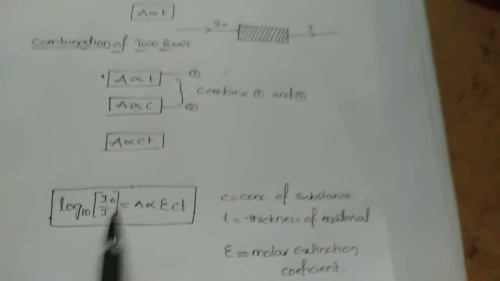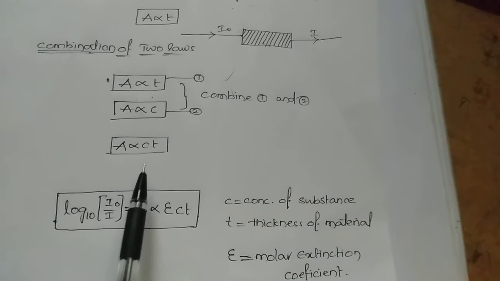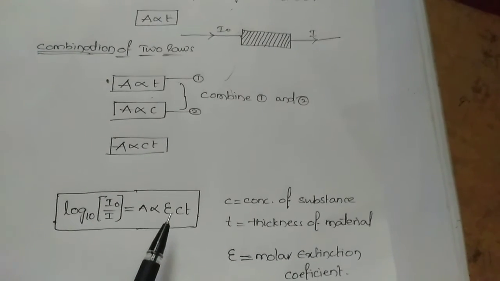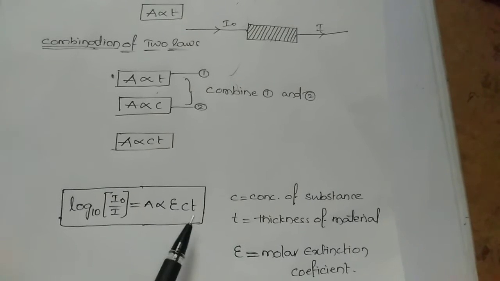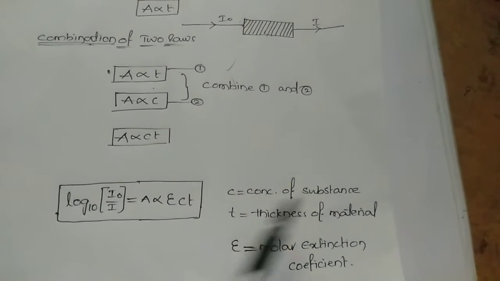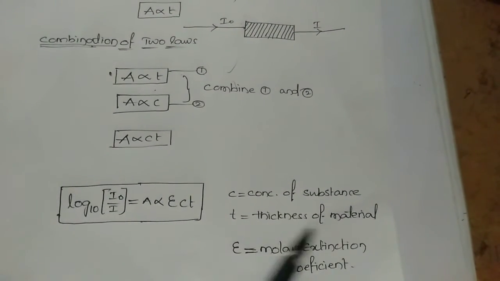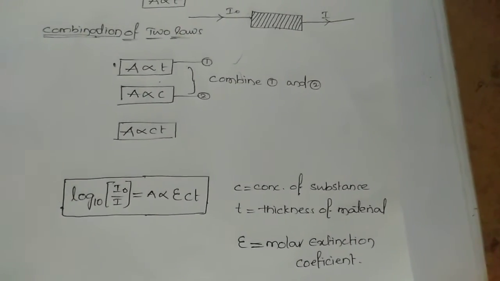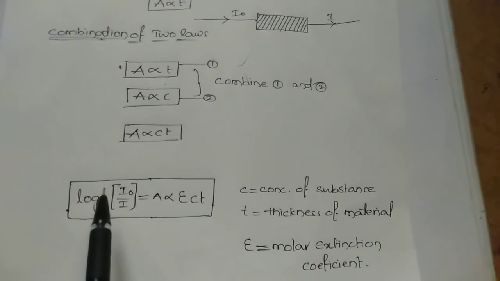In mathematical form, we can write log I naught by I equals A, which equals epsilon naught Ct. C is the concentration of the substance, T is the thickness of the material, and epsilon naught is the molar extinction coefficient. This is about Beer-Lambert's law.